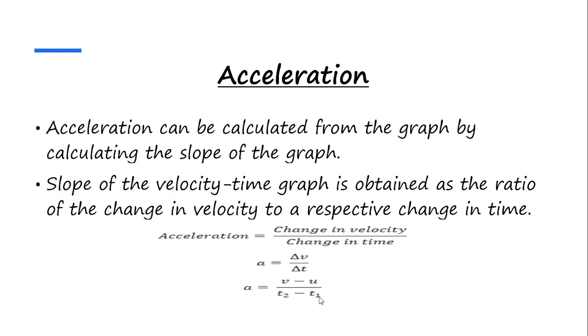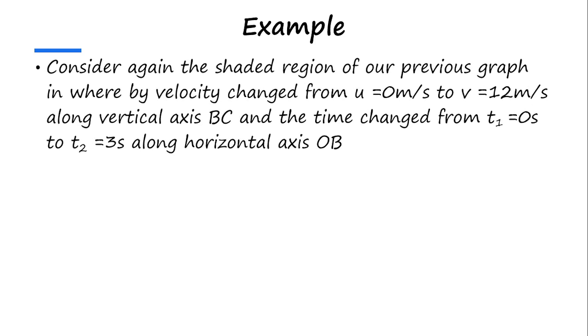Example: consider again the shaded region of our previous graph, in which the velocity changed from the initial, that is 0 meter per second, to v, that is the final velocity, 12 meter per second along the vertical axis BC, and the time changed from t1, that is 0 seconds, to t2, that is 3 seconds along the horizontal axis OB.